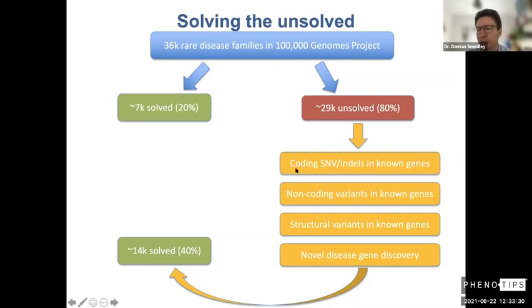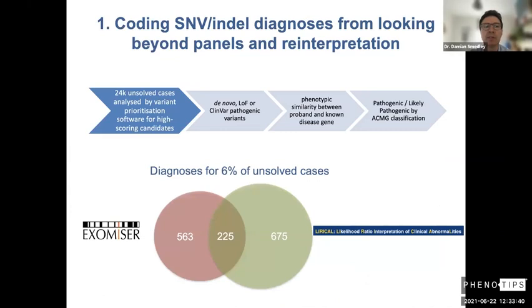And this is going to take 4 different strands. So first of all, looking at coding SNVs in known genes, and then non-coding variants and structural variants in known genes, and then finally novel disease gene discovery. So starting with the low-hanging fruit of looking for coding variants in known disease genes, we've already started to look at this in 24,000 unsolved cases.